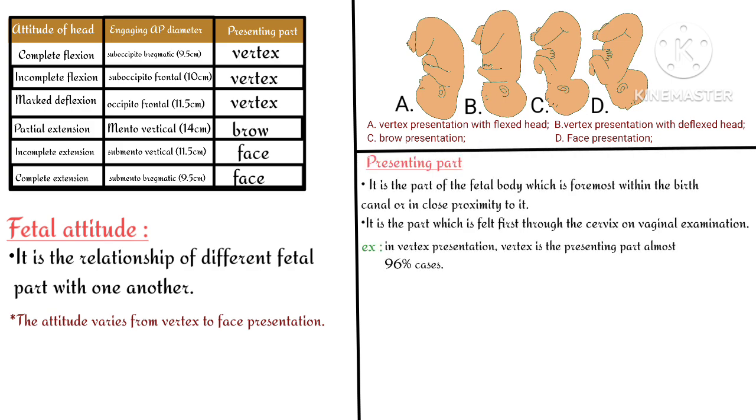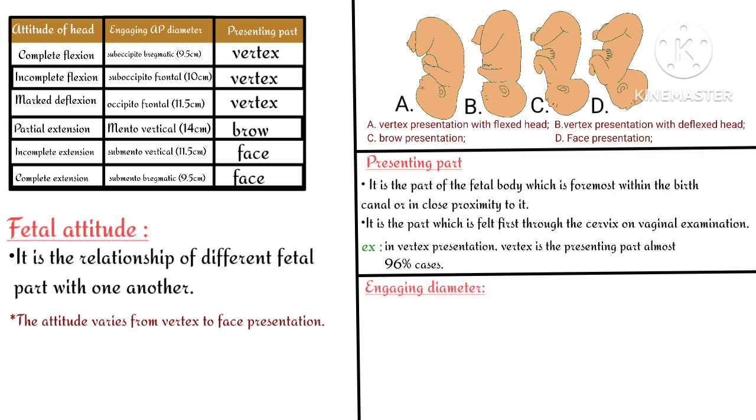The presenting part is the part of the fetal body which is foremost within the birth canal or in close proximity to it. That means it is the part that first reaches the birth canal or is nearest to it. It is the part which is felt first through the cervix on vaginal examination. As an example, in vertex presentation, vertex is the presenting part in 96% cases.